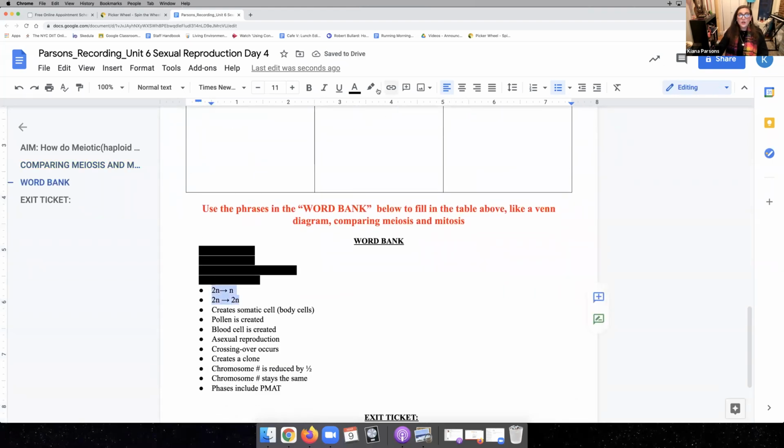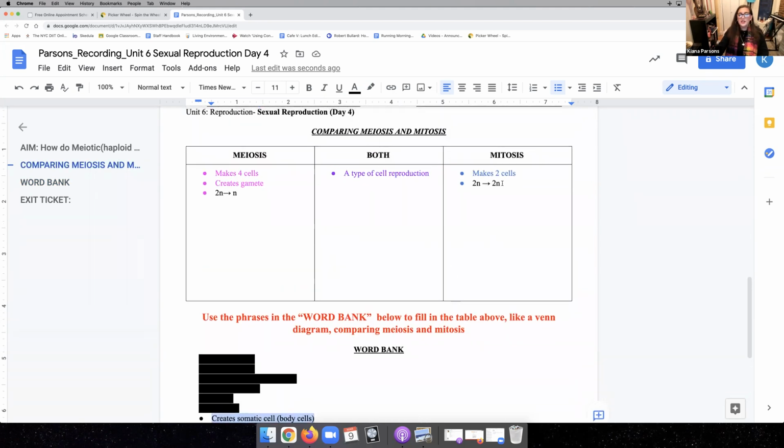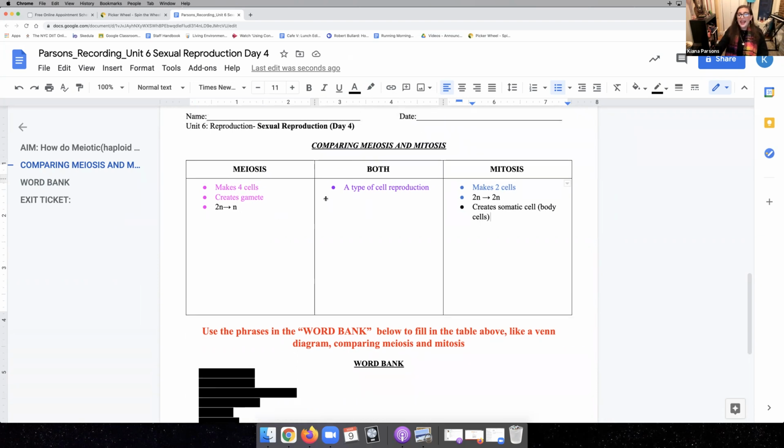Creates somatic cells or body cells. Why, that is mitosis, of course. And remember, mitosis is what's more common. Mitosis is what's happening all the time in our bodies. That's how all of our body cells, the cells in our skin, the cells in our tongue, the cells in our liver and our stomach, all over our bodies are created. And meiosis is just the special process that creates sex cells or gametes.